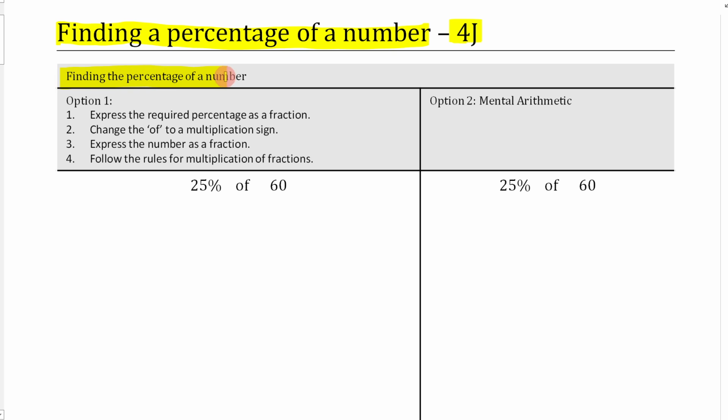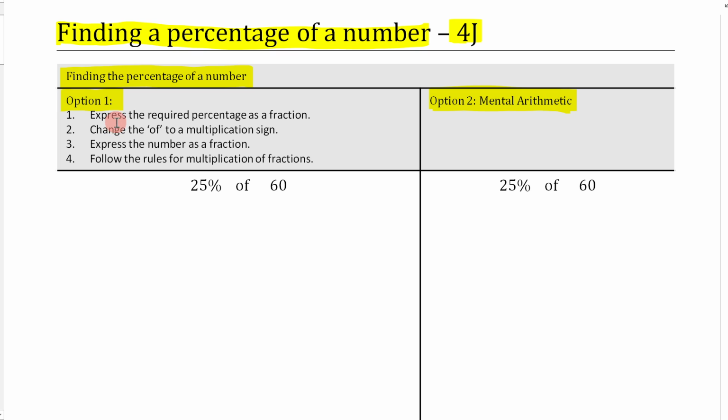So how do we find a percentage of a number? Well, there are two ways to do it. We've got our systematic steps here, but there's also option 2, which is a bit of mental arithmetic. You need to know both ways. So remember, I need to see working out on your page. You do what I do in these videos.